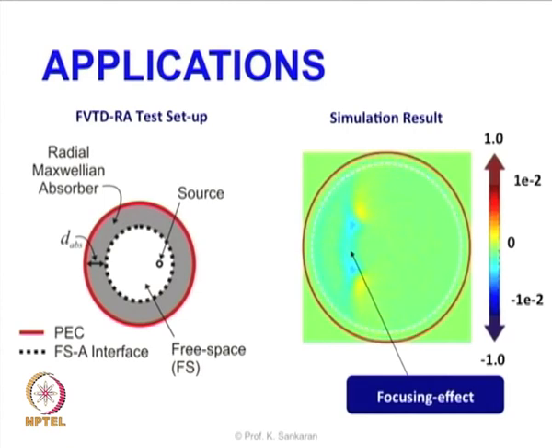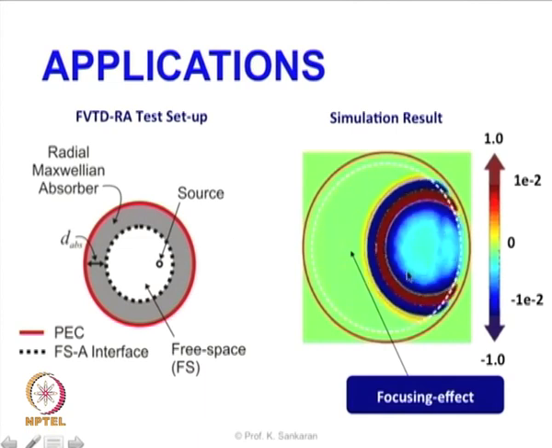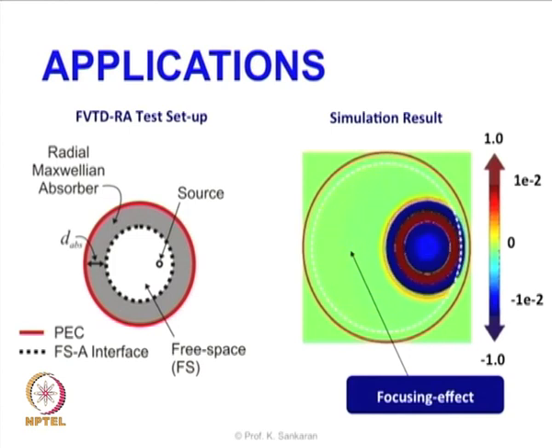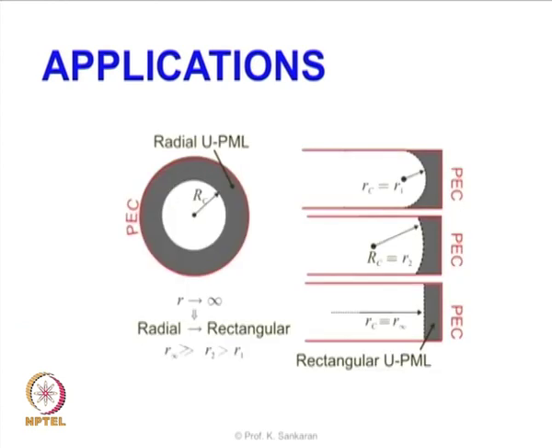Accordingly, we will see the performance of the PML will be slightly worse than the initial case, but still good enough for most practical applications, and you will see the focusing effect has moved from the center, as expected, to the exact mirror point on the other side. So with this we are able to see how the radial PML is functioning, and we will also see now what is the role of the radius of curvature.